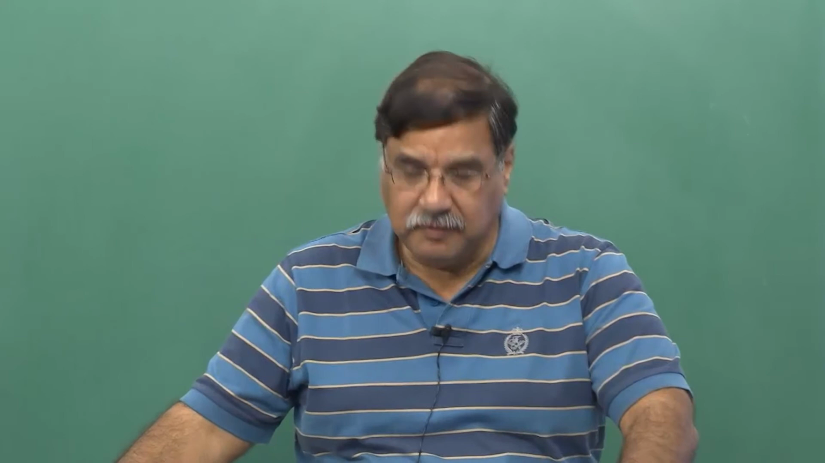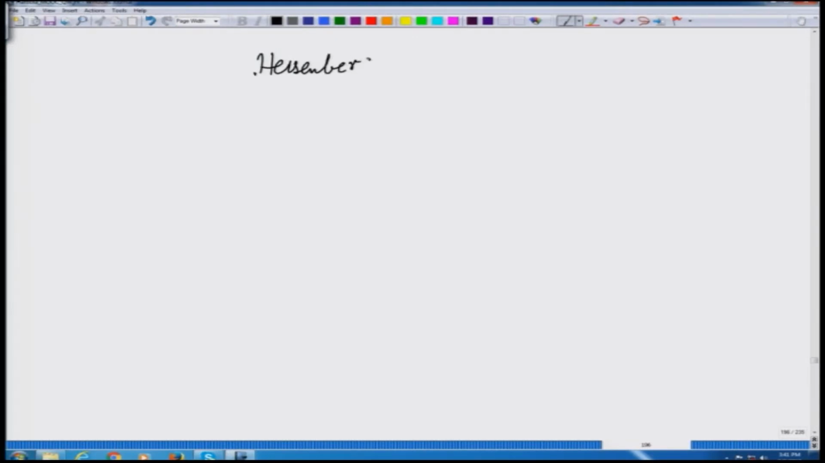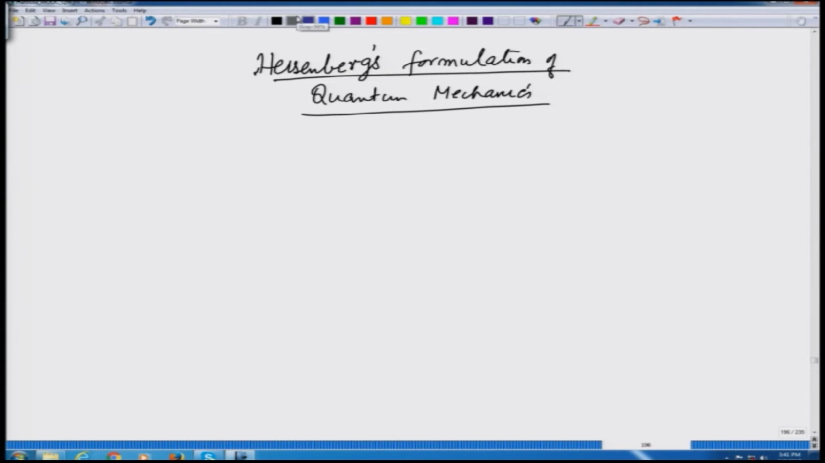So what we have learnt in the previous two lectures is the Heisenberg formulation of quantum mechanics, and two things that we have learnt so far are, number one, that quantities like x(t) or v(t) or other derived quantities are to be expressed as a collection of numbers which we now know are matrices. So, I'll write as matrices.